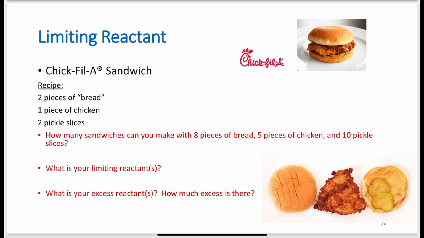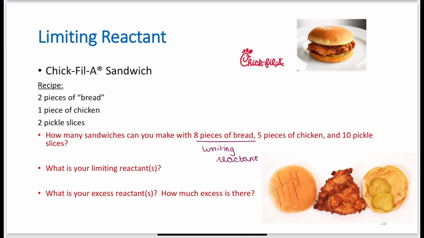Most people very quickly can tell me, well, I can only make 4 sandwiches because I only have 8 pieces of bread. I only have 4 buns equivalency. So you can just very quickly say, this is my limiting reactant.